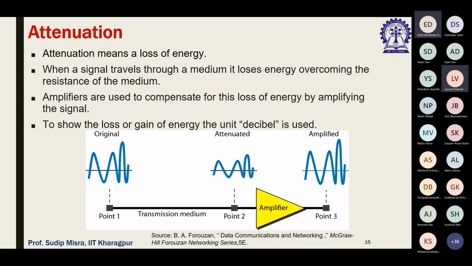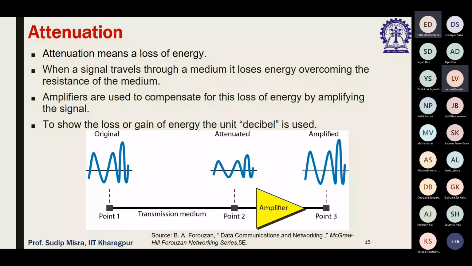Attenuation means the loss of energy. Every signal, a pulse basically, contains certain energy. It has certain associated energy. So when that signal travels through a particular medium, it is natural that it loses energy to overcome the resistance that is offered to it while passing through the medium. It is going to lose some energy.